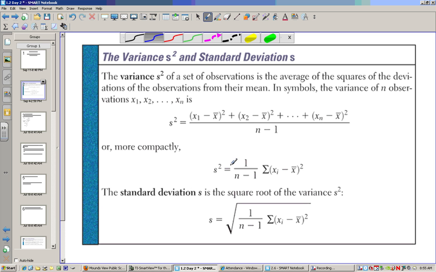Or more compactly, we can do 1 over n minus 1 times the sum of all of the x sub i minus the mean, squared. This is the same thing as writing what's up top here. Now to find the standard deviation, we take the square roots of both sides to get s equals the square root of the variance.